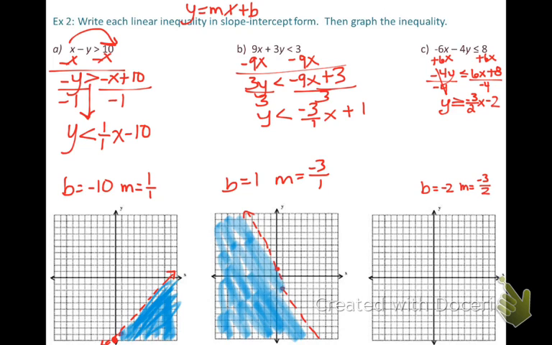Starts at negative 2 and goes down 3, 1, 2, 3, and over 2, 1, 2. Notice it's a solid line. So I'm going to put my solid line. Sorry, trying. It's difficult without a straight edge. And it says greater than, so it's above it.